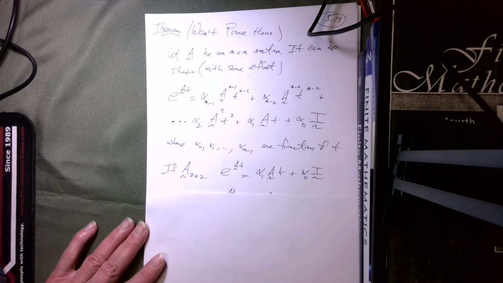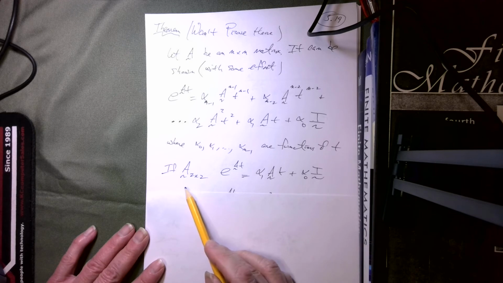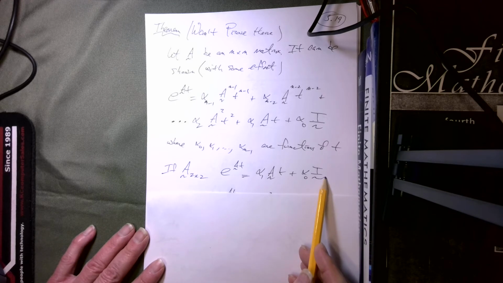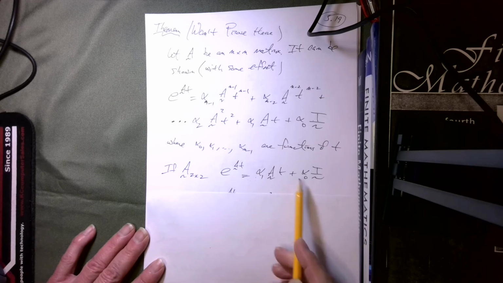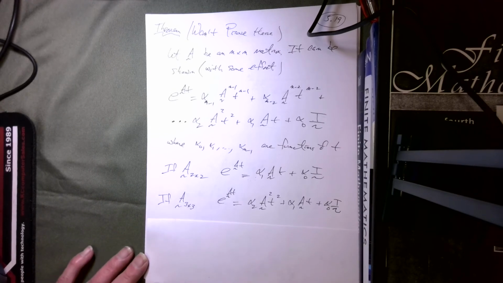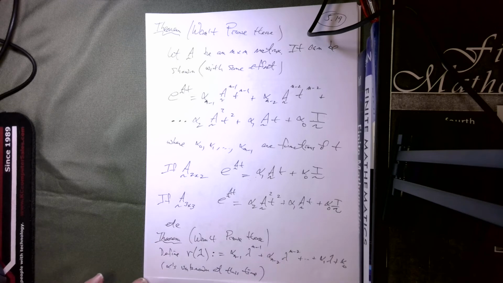So here I've just noted that if the matrix A is a 2 by 2, then you just stop it right here. There are only two unknowns, the alpha 1 and the alpha naught. If you have a 3 by 3, you stop it at the squared terms.